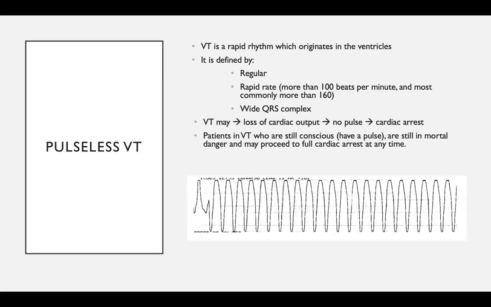But you can have patients with VT who are still conscious and have a pulse. These patients aren't in cardiac arrest yet, but they're still in danger and may proceed to full cardiac arrest at any time. So if you have a patient who is in pulsatile VT, you should be getting the defibrillator ready, because if they go into cardiac arrest, you can then do a shock very quickly, restart the heart, and have a good chance that they will have a reasonable outcome.